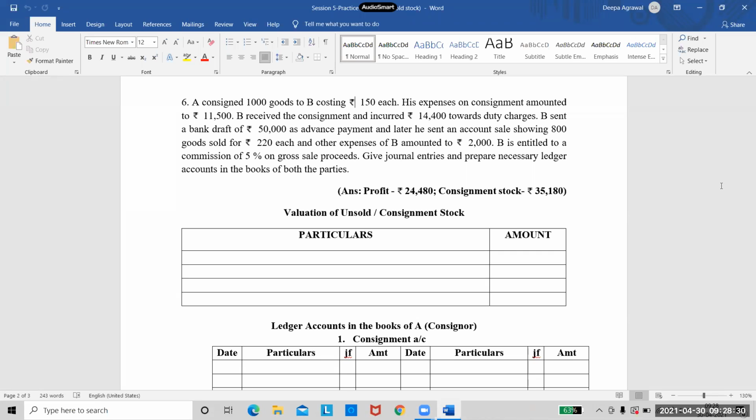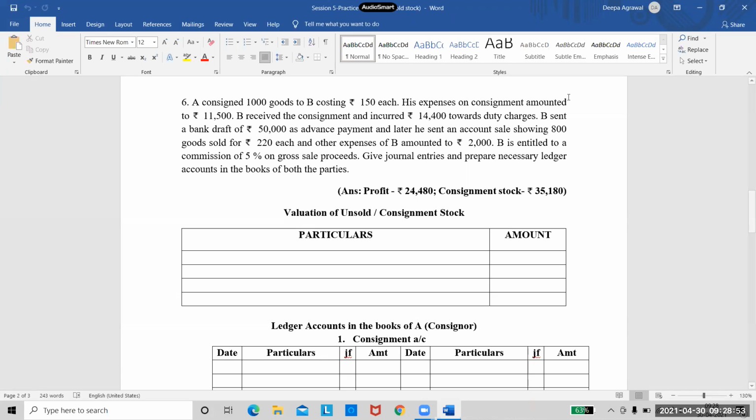So now can we know what is the quantity of unsold stock with us? 200 goods. 200, because goods consigned were 1000 and B has sold only 800. So remaining 200 are unsold goods. And then he is also giving one more line: the other expenses of B amounted to rupees 2000.